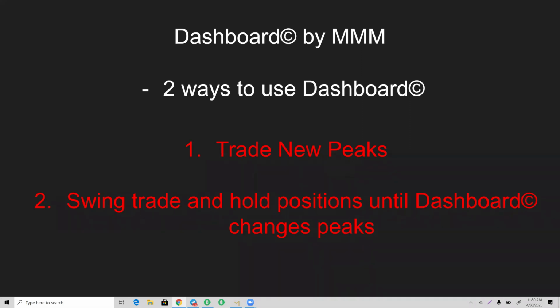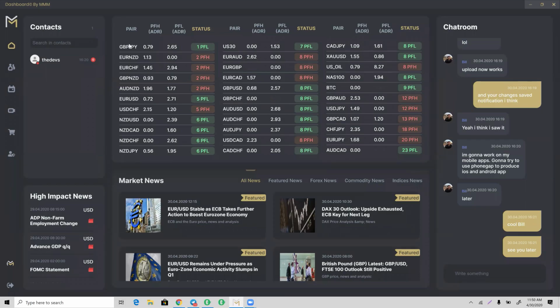It's just the numbers are continuing to go up, which is what we look for if we want to swing trade and hold positions until the dashboard changes the peaks. So it's a great way to enter in the right direction. The dashboard allows you to filter out trades.